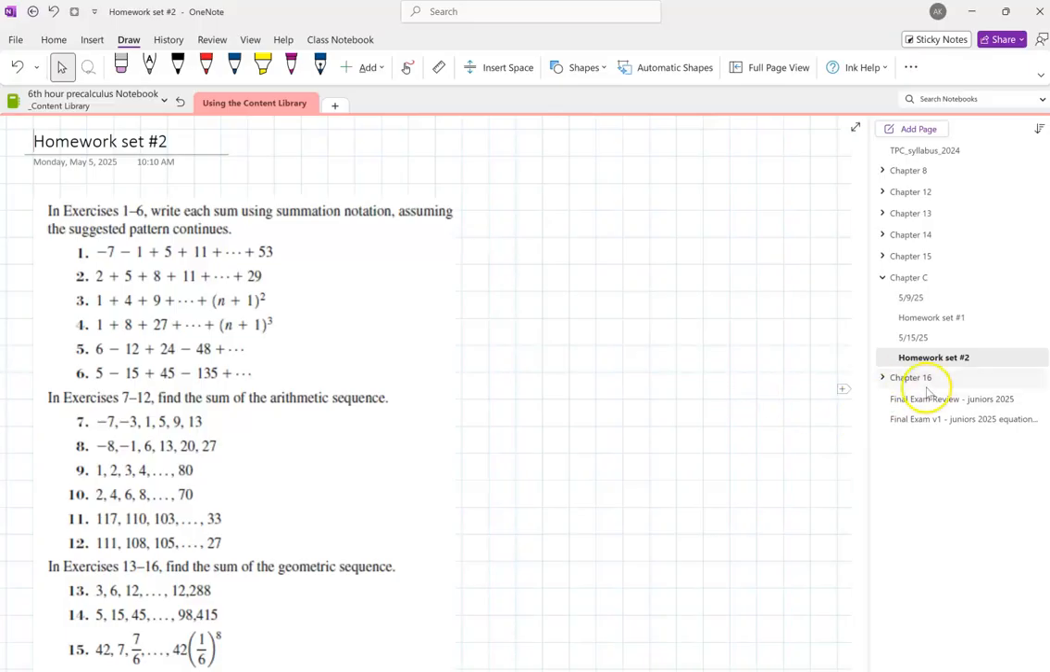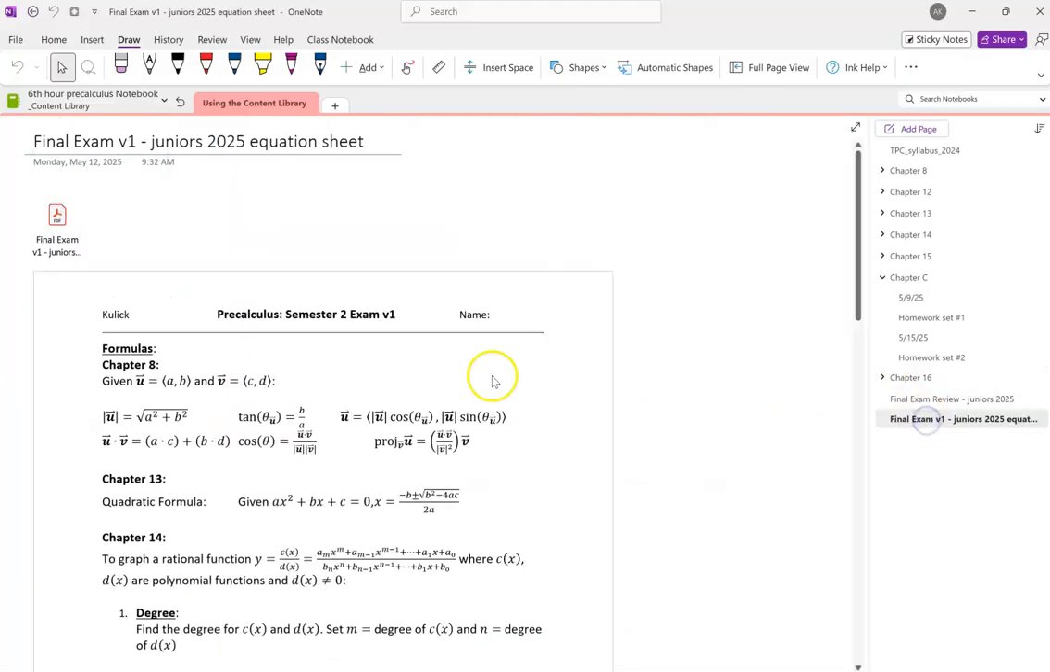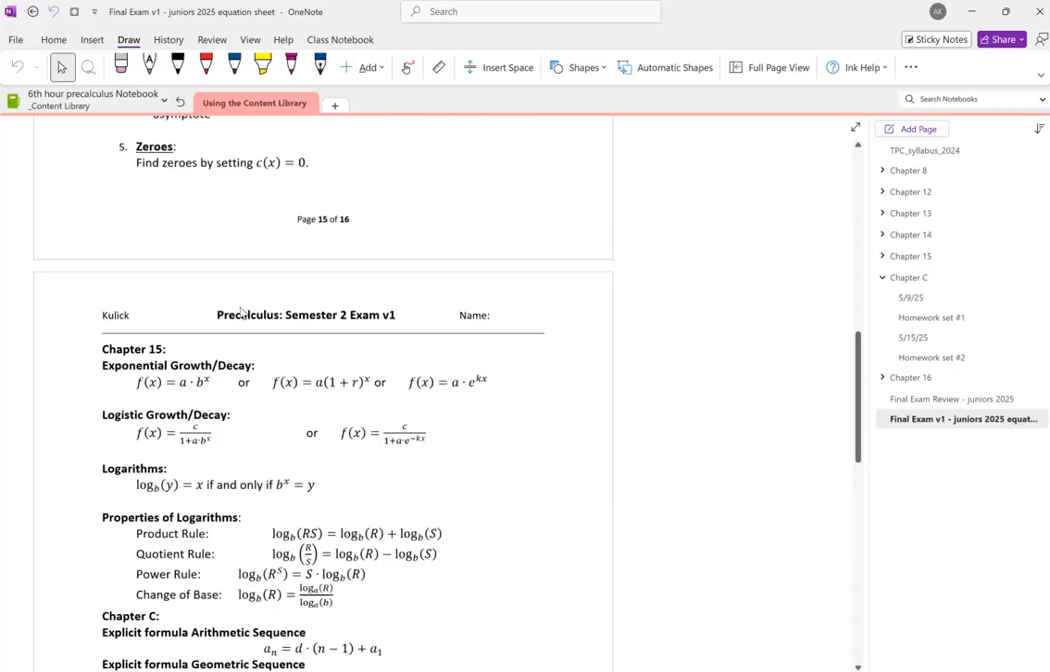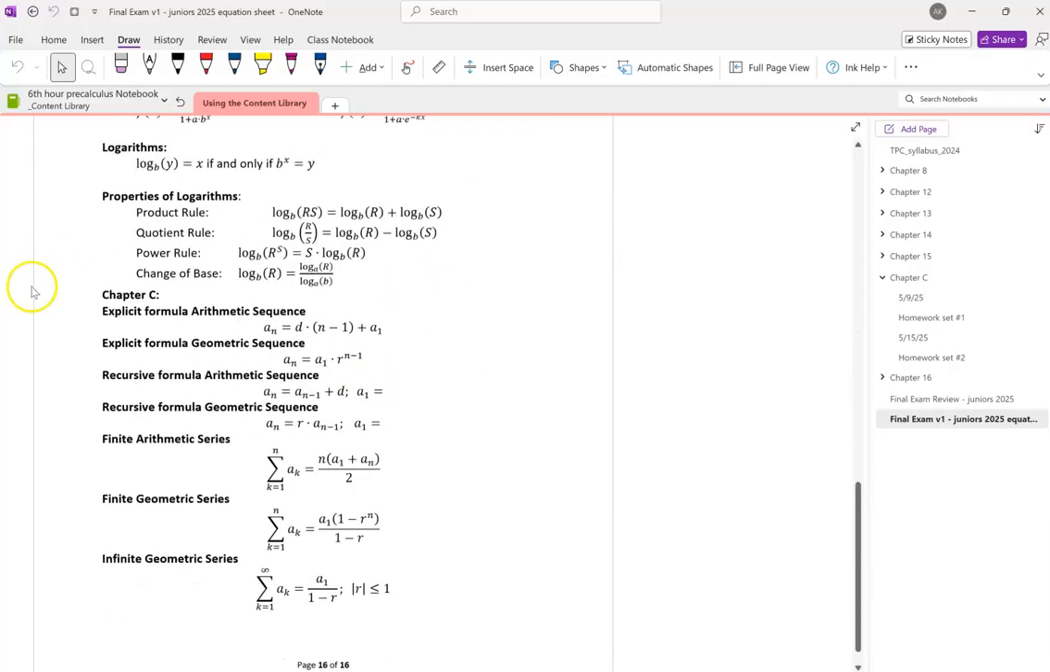But that's it for me. I want to point out to you that you don't really have to worry about memorizing any of these sequence formulas. Like, this is the exam equation sheet.